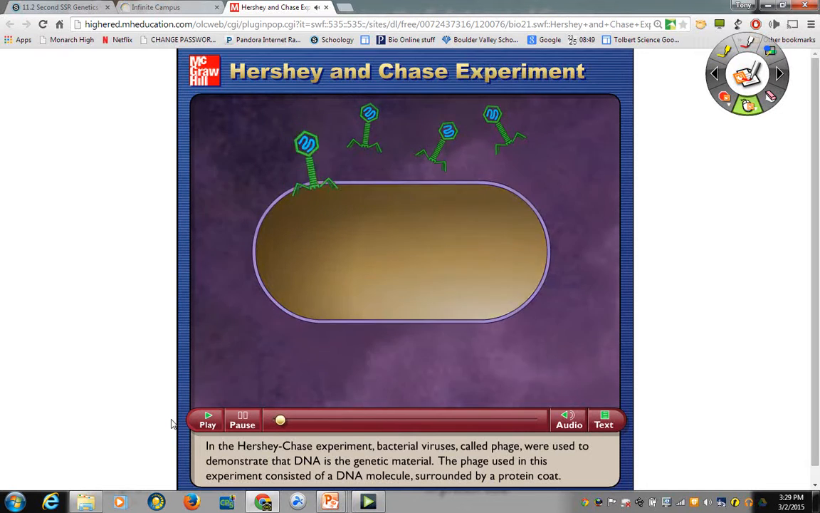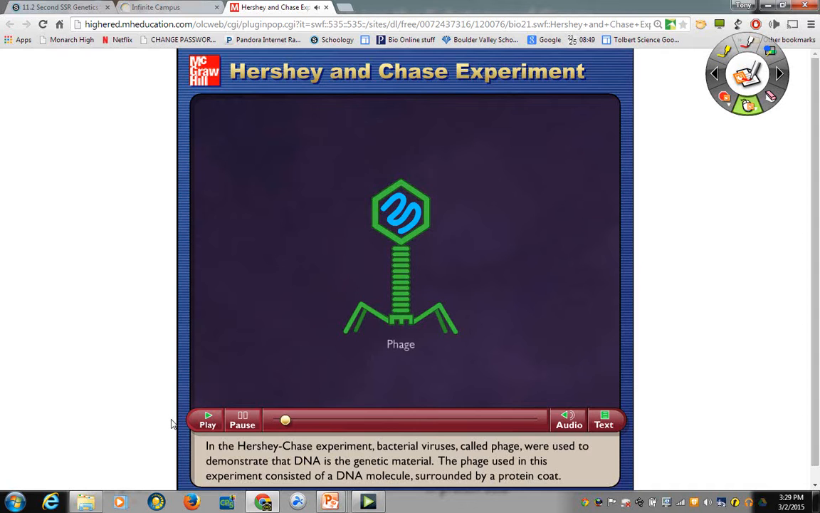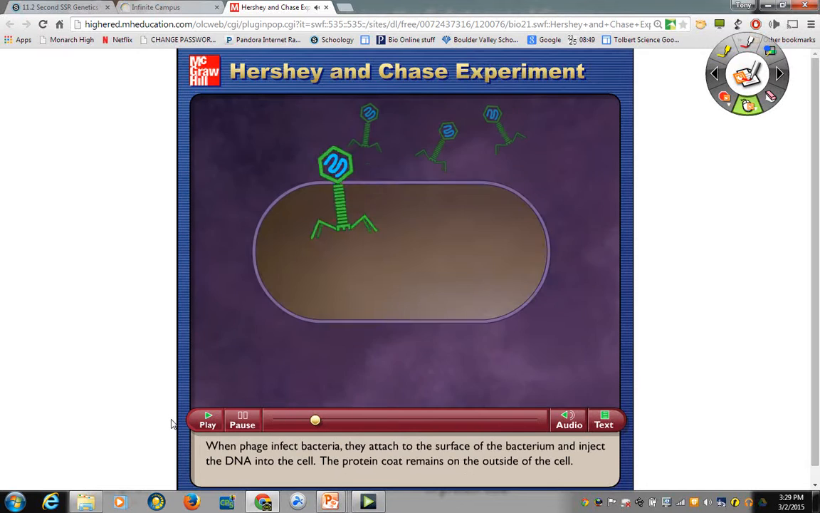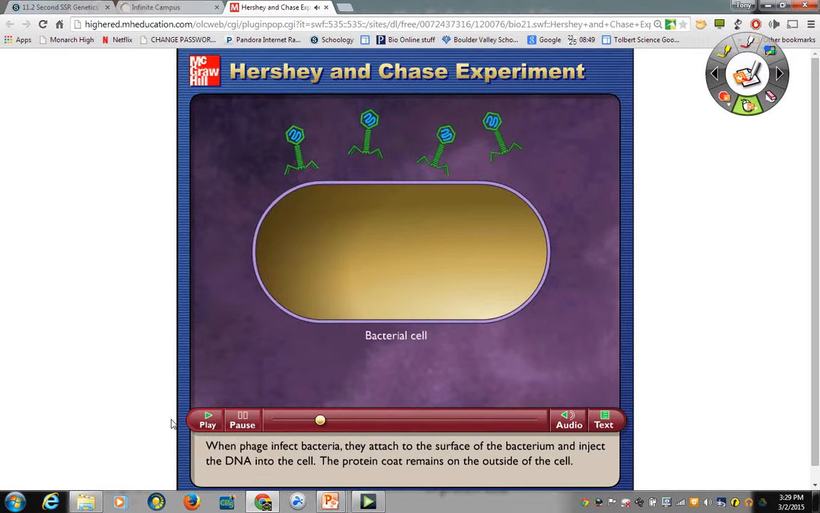Hershey-Chase experiment: bacterial viruses called phage were used to demonstrate that DNA is the genetic material. The phage used in this experiment consisted of a DNA molecule surrounded by a protein coat. When phage infect bacteria, they attach to the surface of the bacterium and inject the DNA into the cell. The protein coat remains on the outside of the cell.